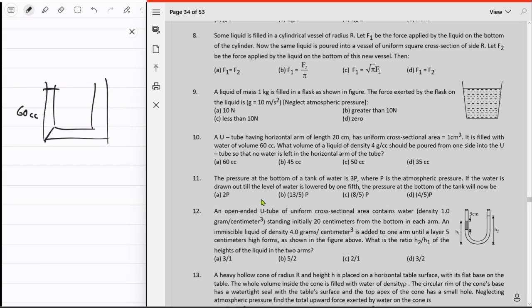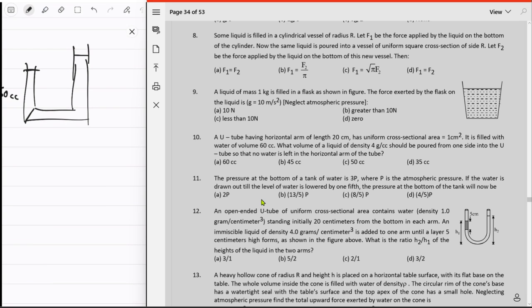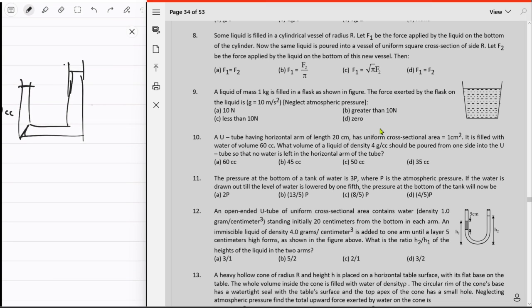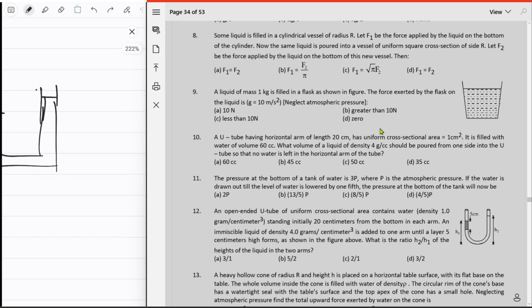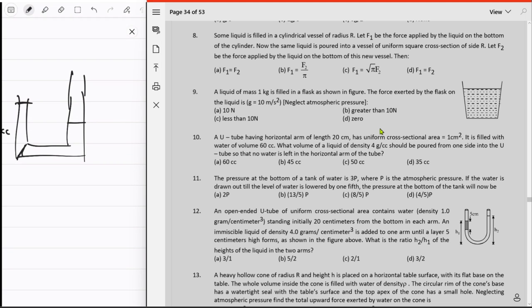So that no water is left in the horizontal arm, right? So it's this thing. Maybe it's like this. So what is this volume going to be? Well, there's no horizontal acceleration, so there's no pressure difference along this. So what is this height going to be? If this is h, then this will be h upon 4 because it's 4 times as dense. So just h upon 4.